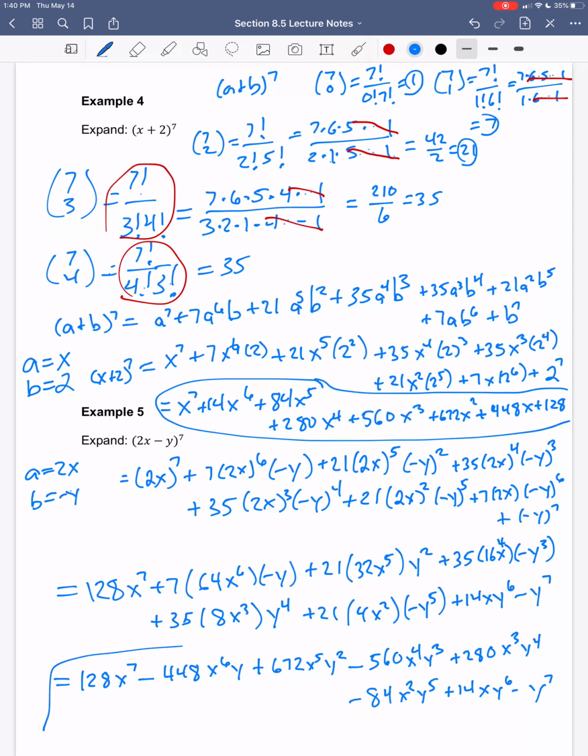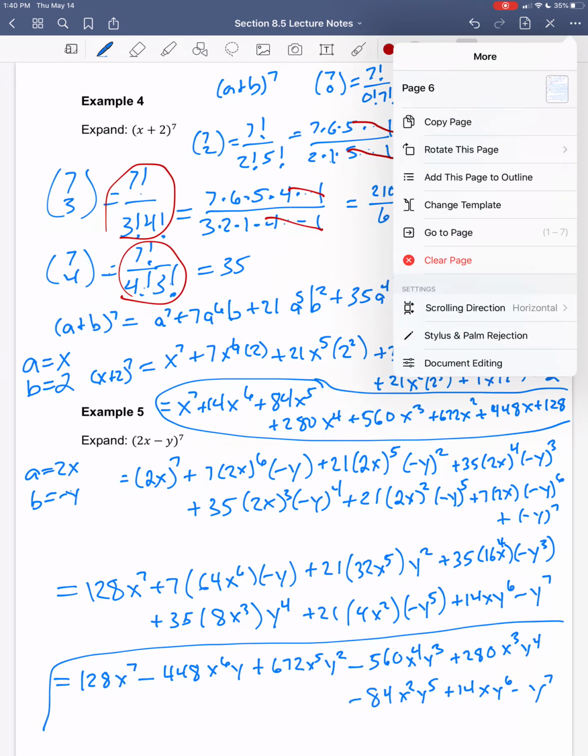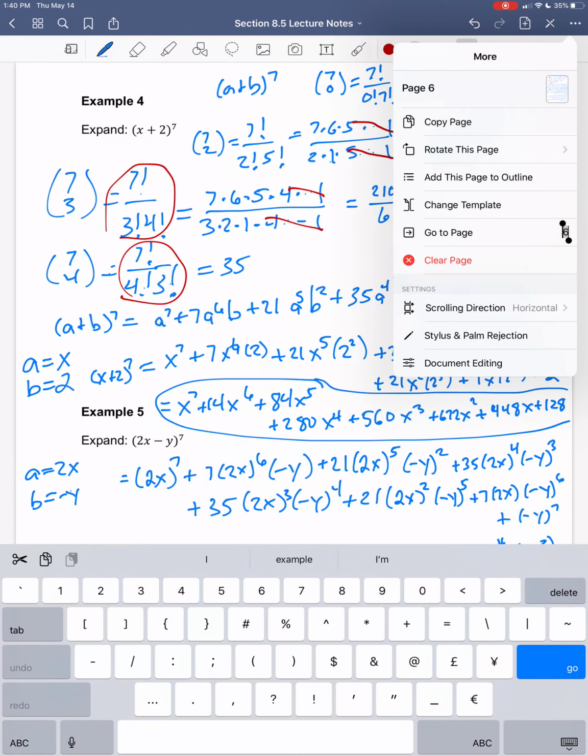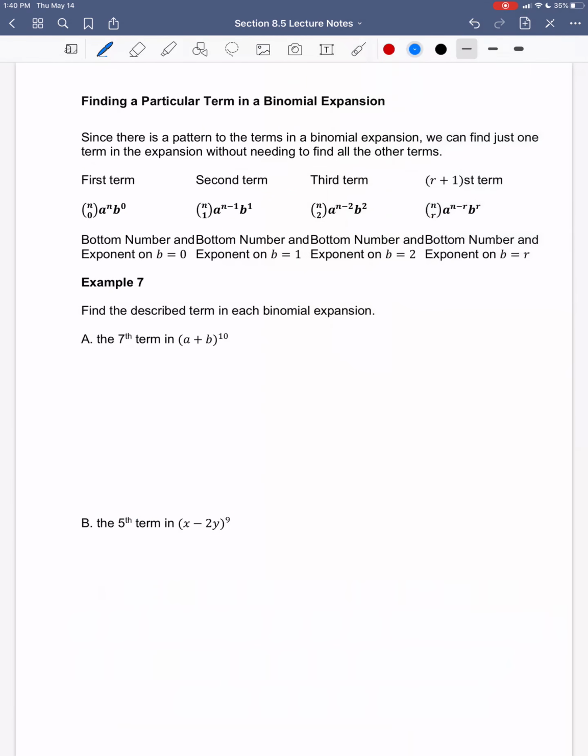So we can get that whole result without going through everything else. Still a lot of work, but not as much as multiplying it out by hand. Sometimes we don't want a whole binomial expansion, we just want a particular term. And since there is a pattern to the terms, we can do that.